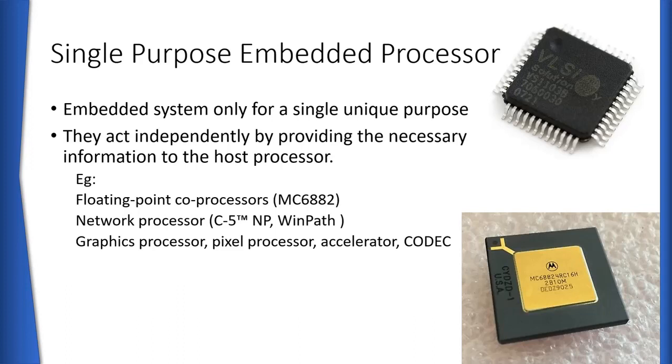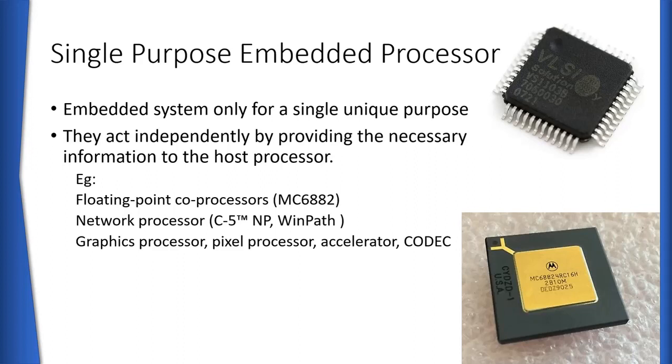MC68881 and MC68882 are the floating point core processors from NXP Semiconductors. The network processor is used for establishing the network connections, sending and receiving acknowledgments. It is also used for sending transmission requests and checking for any errors in data transmission. C-25 NMP is a network processor manufactured by NXP Semiconductors. The WinPath network processor family from Microchip is purposely designed and optimized for network access.